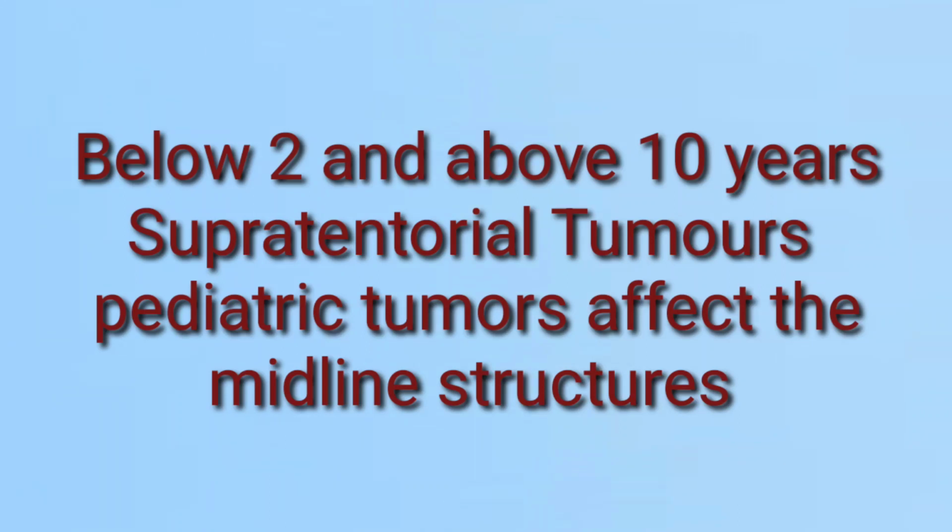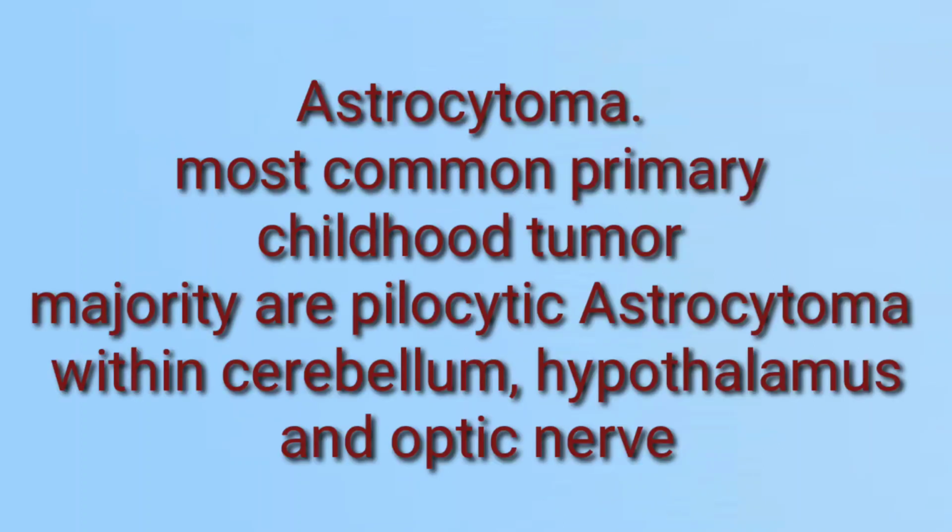Below the age of 2 and above the age of 10, tumors are supratentorial, and pediatric tumors mostly affect the midline structures. Astrocytoma is the most common primary tumor of childhood. The majority are pilocytic astrocytoma, and it involves the cerebellum. You may also see it in the hypothalamus and in the optic nerve, like this would be an optic nerve glioma, and actually this would be pilocytic astrocytoma.